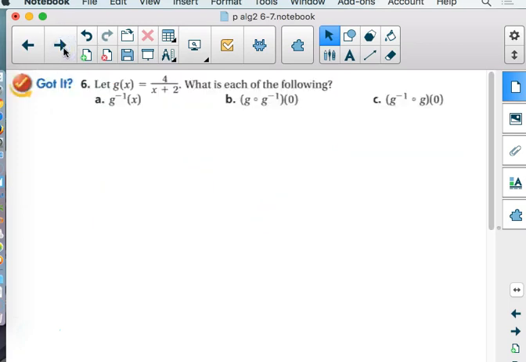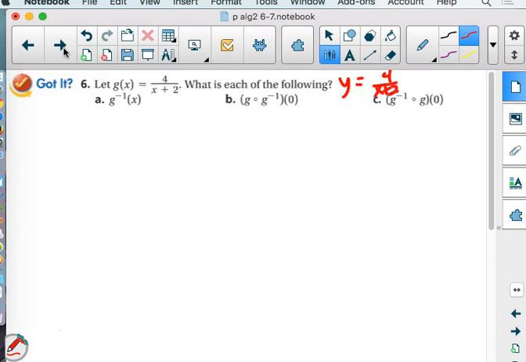So let's look at this one. So before I'm even starting, I'm already thinking domain here, and I'm going to change that to a y. So it's going to be y equals 4 over x plus 2. What number would be bad if we put it in for x? Negative 2, because negative 2 plus 2 would be 0. So we can't use negative 2 in the original. That's a no-no.